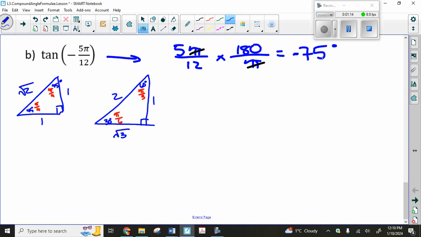Okay, so how can I get a 75? 45 and 30 could get me 75. How? If they were both negative, can I do that? Yes. But because it's in rads, that's over 4, and that's over 6. 4 and 6, common denominator. Oh yeah, it is 12. Okay, yep, that works.